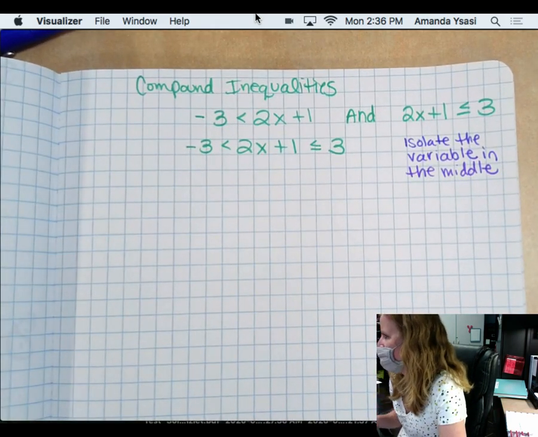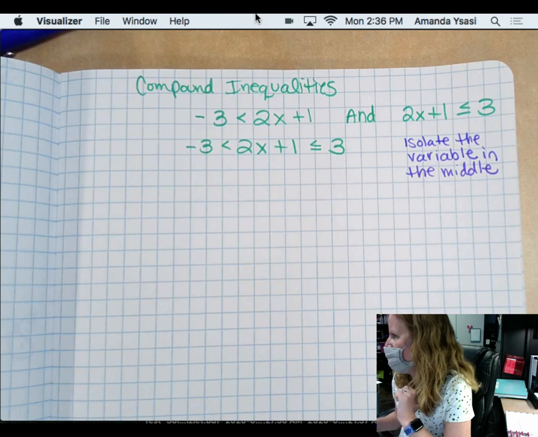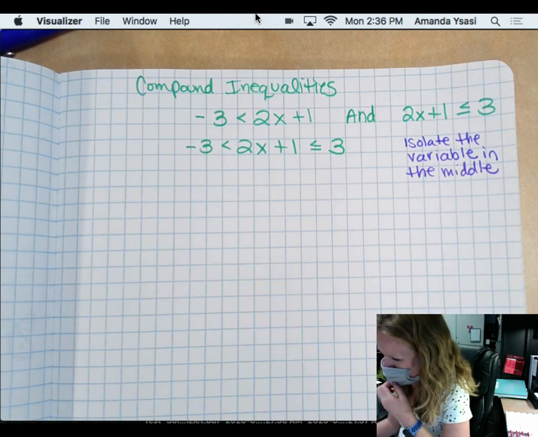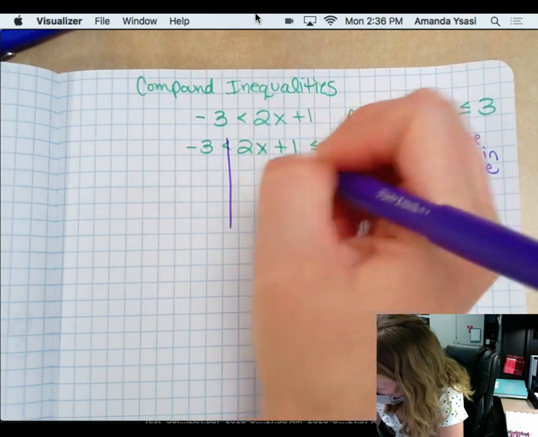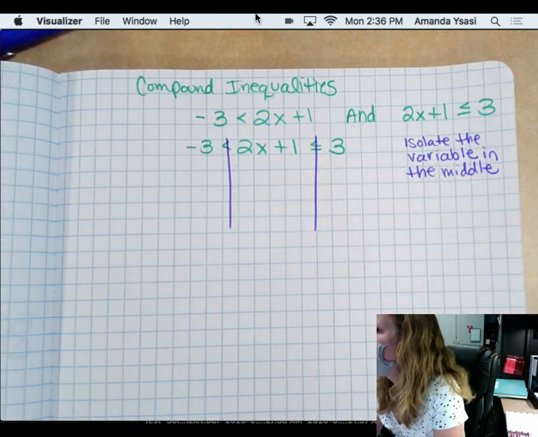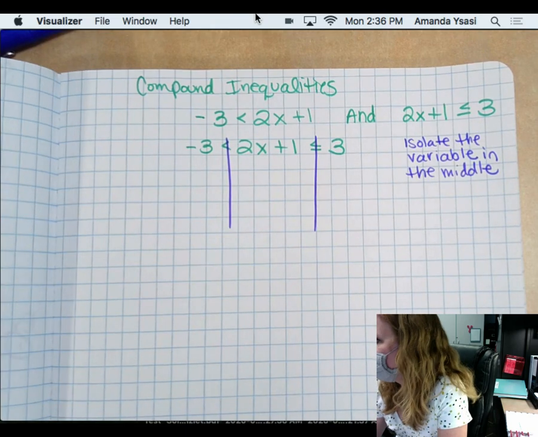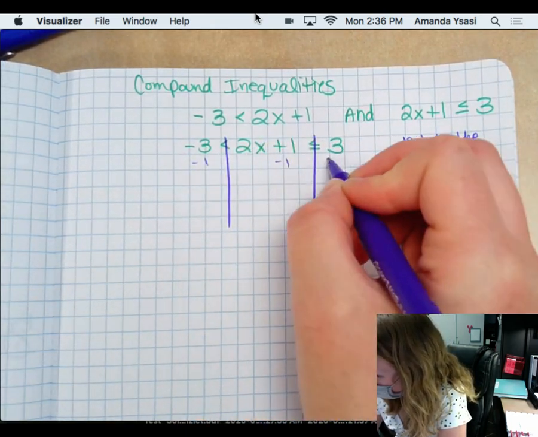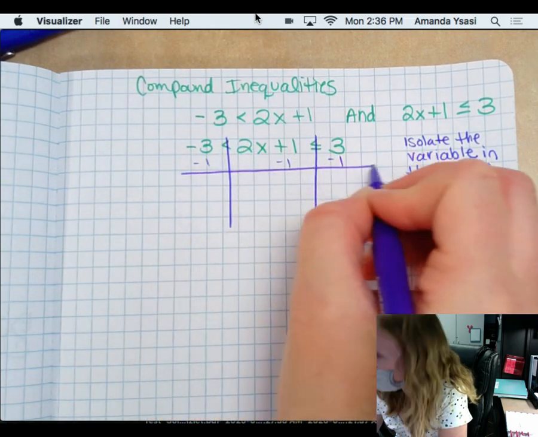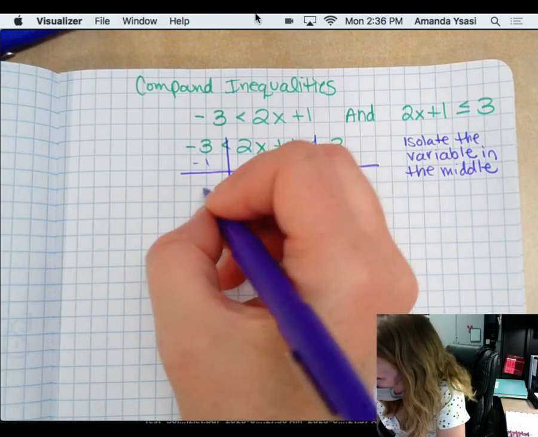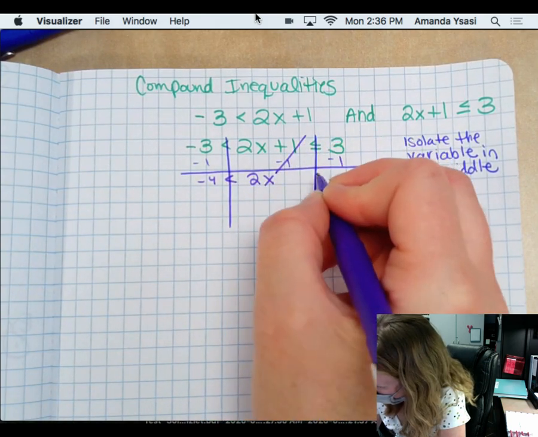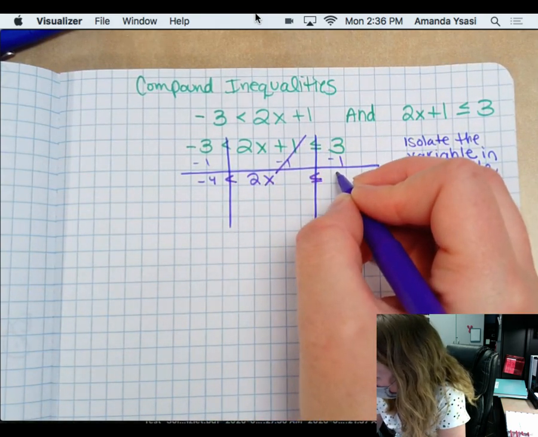I think you learned this in Algebra 2. Do y'all remember it? Maybe a little bit in Algebra 1, but that's been a while. Okay, so let's solve it. Whatever you do to the middle, you have to do to both sides. So minus 1, minus 1, minus 1. Negative 4 is less than 2x is less than or equal to 2.